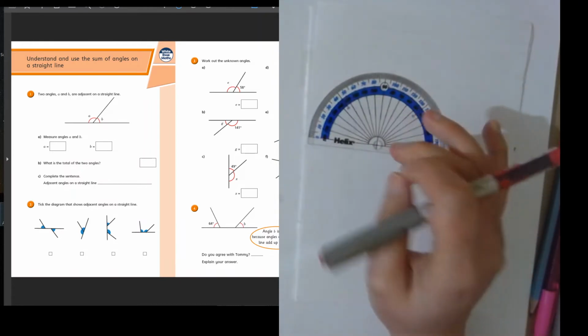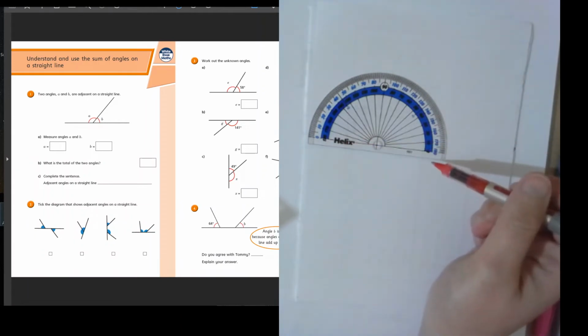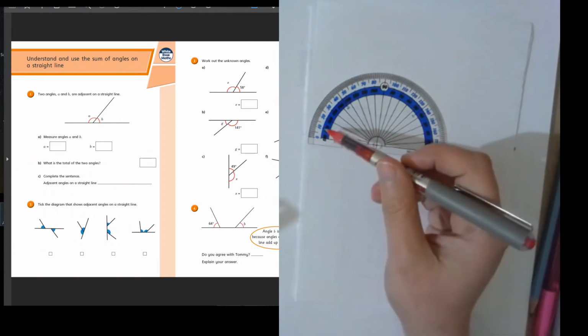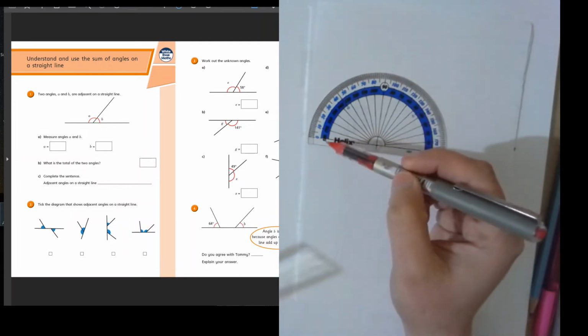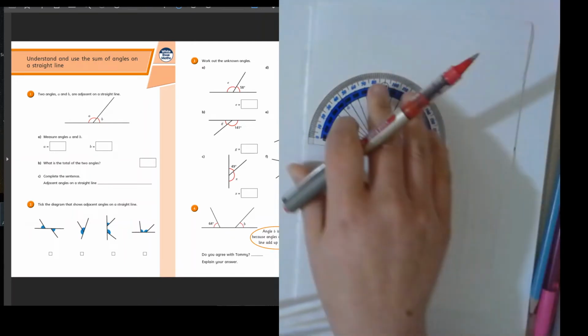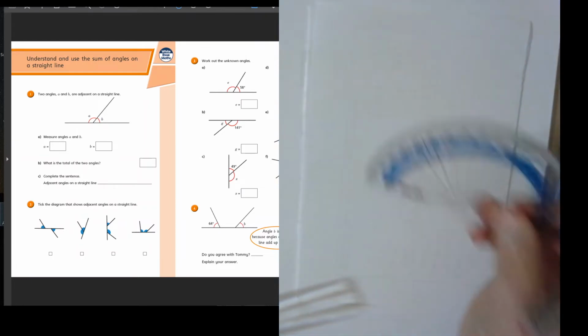Super, super easy if you are looking at your protractor. If you ever forget, just look at your protractor. It says 180 on both sides. So you can go 0 if I go from the outside, goes to 180. 0 if I go from the inside, 180. Okay, so if you ever forget what the angles add up to on a straight line, just look at your protractor. It will literally tell you what the angles add up to.